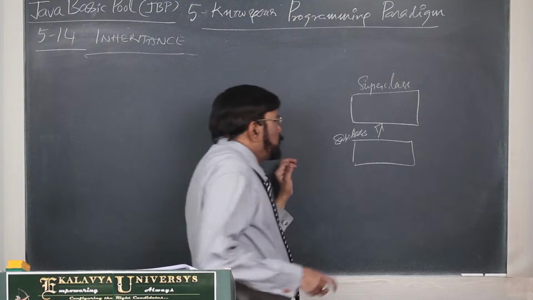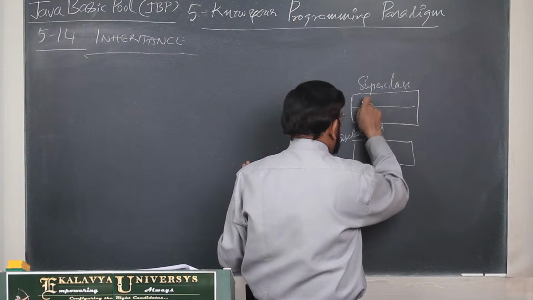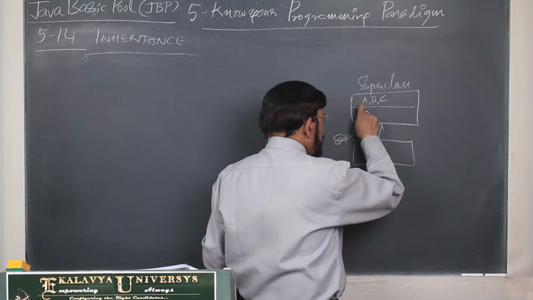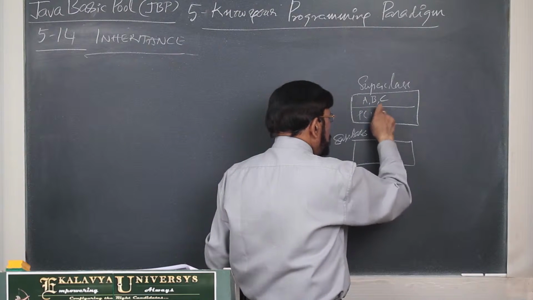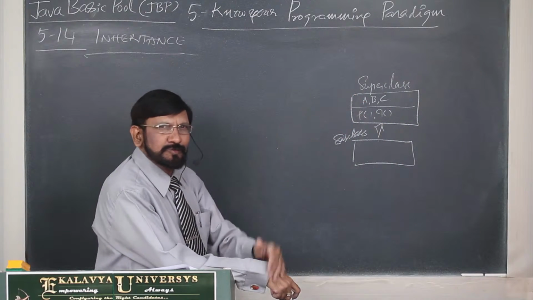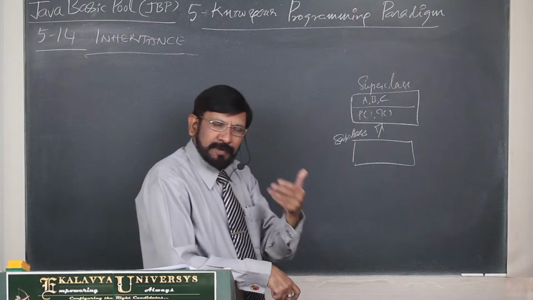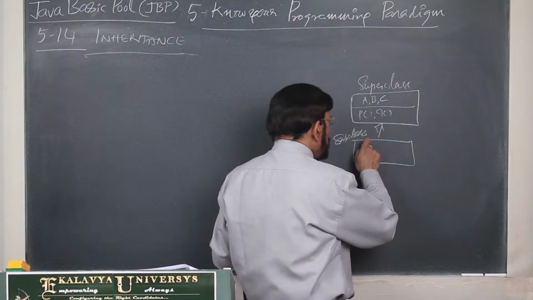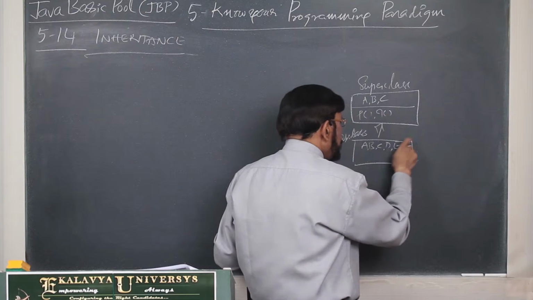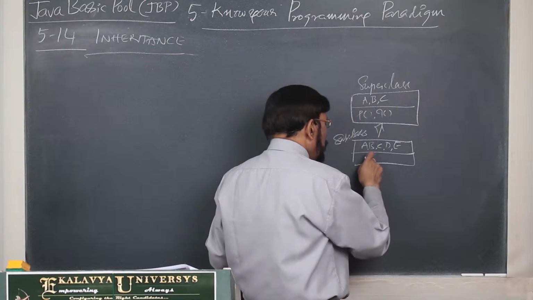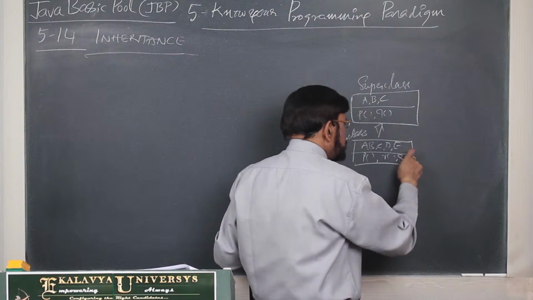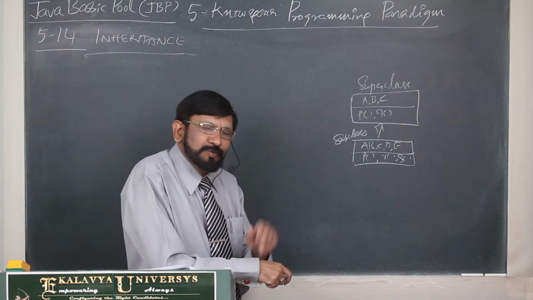Suppose the superclass has data items A, B, C and functions P, Q. Now you can use this, but according to your present needs, you want two more data items, so A, B, C, D, E. Then you want the P method only, P function only, and you want R and S. Now, there are two things.